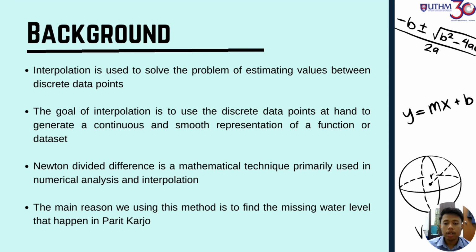Background: Interpolation is used to solve the problem of estimating values between discrete data points. The goal of interpolation is to use the discrete data points at hand to generate a continuous and smooth representation of a function or data set. And Newton divided difference is a mathematical technique primarily used in numerical analysis and interpolation. The main reason we use this method is to find the missing water level that happened in Parit Kaljo.